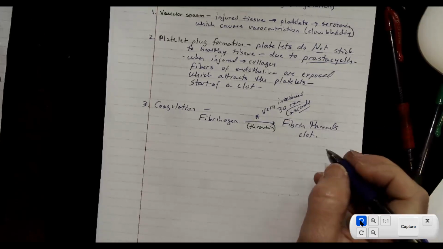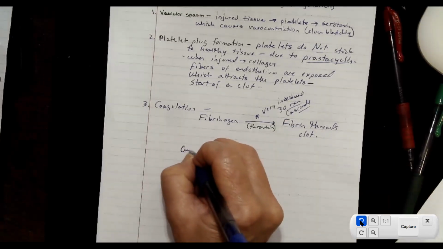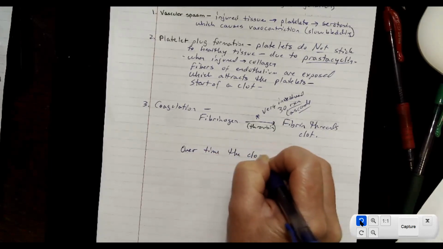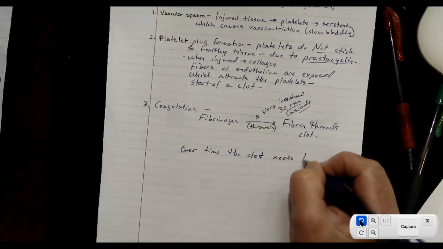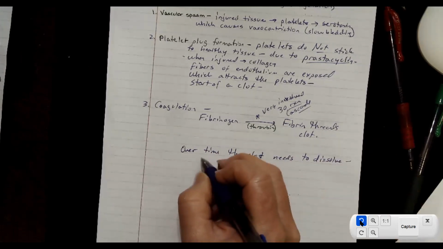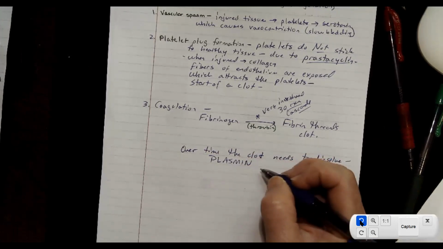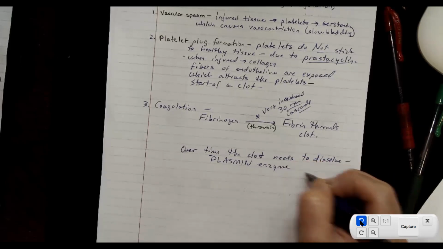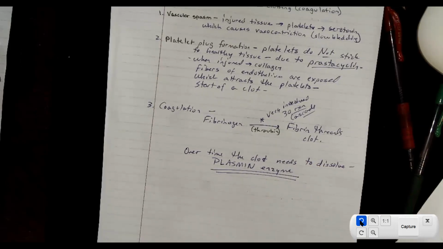I will say that over time, the clot must dissipate. Over time, the clot needs to dissolve because the injury's healed, and plasmin is the enzyme that will do this.